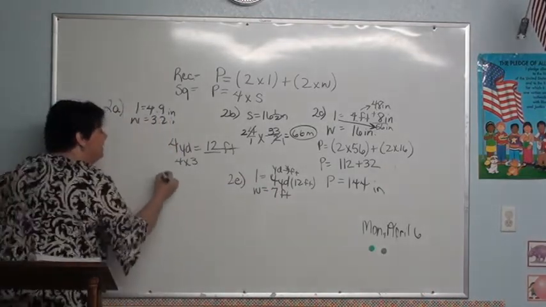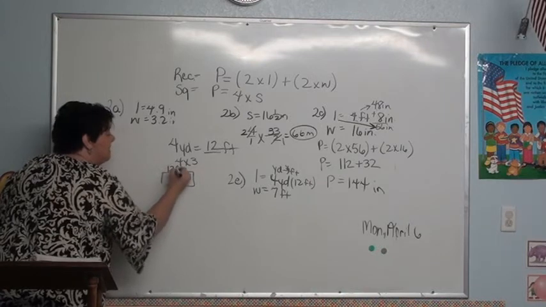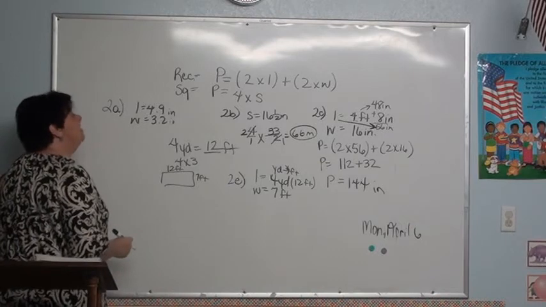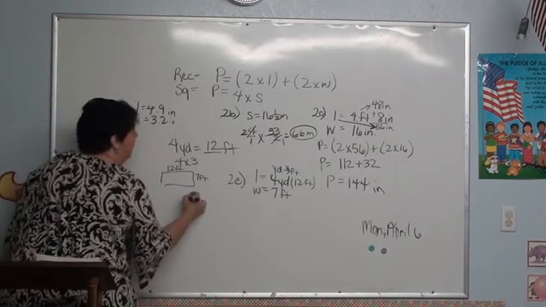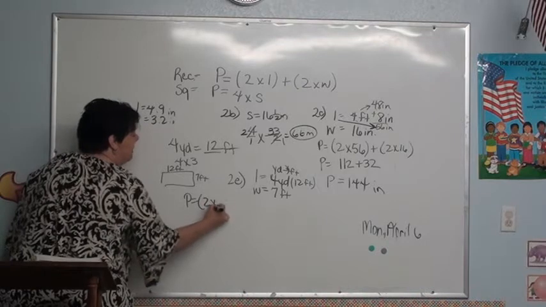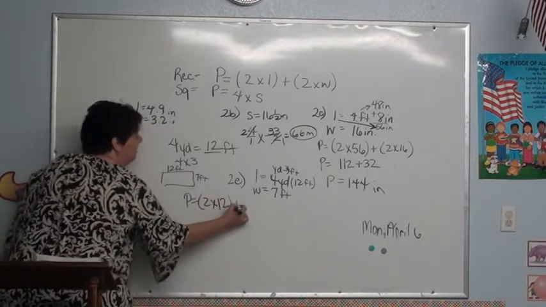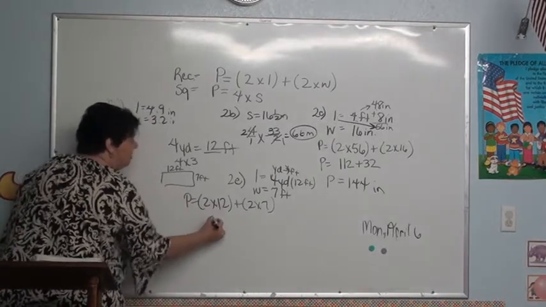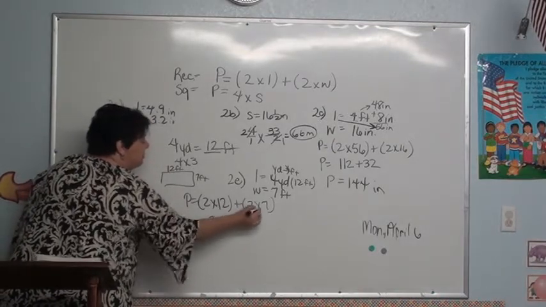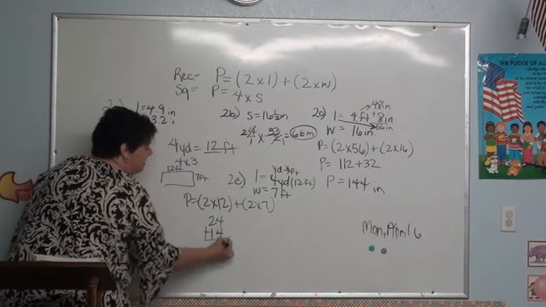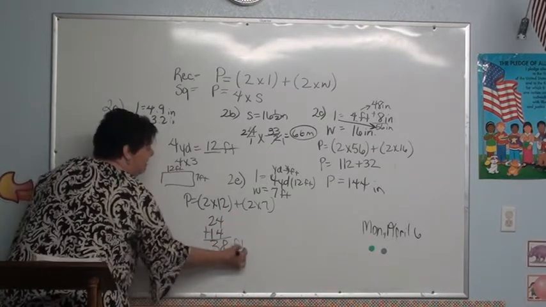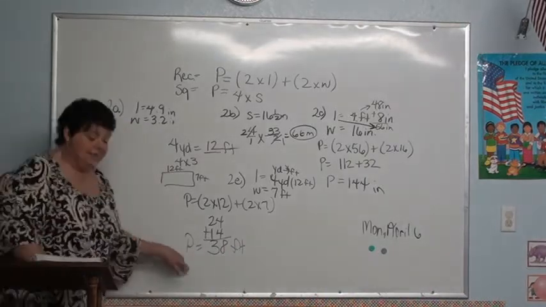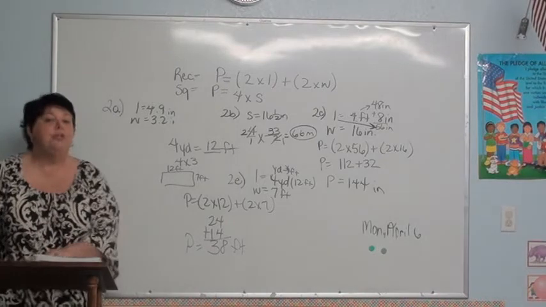I want you to picture the rectangle. You've got 12 feet. You've got 7 feet in the width. Let's use the formula to solve it. We have perimeter equals 2 times length, which is 12, plus 2 times width, which is 7. Let's do the math. 2 times 12 is 24, plus 2 times 7 is 14. I'm going to add them together, and my answer is perimeter equals 38 feet. Everybody put that down. Perimeter equals 38 feet.